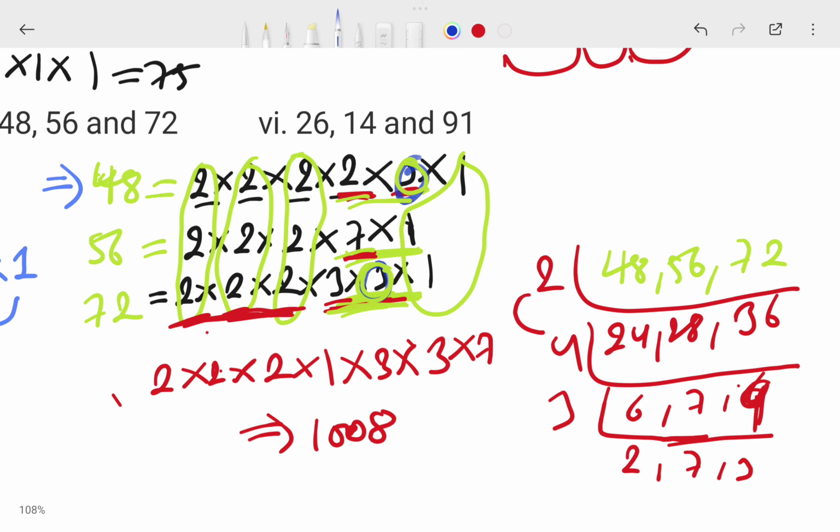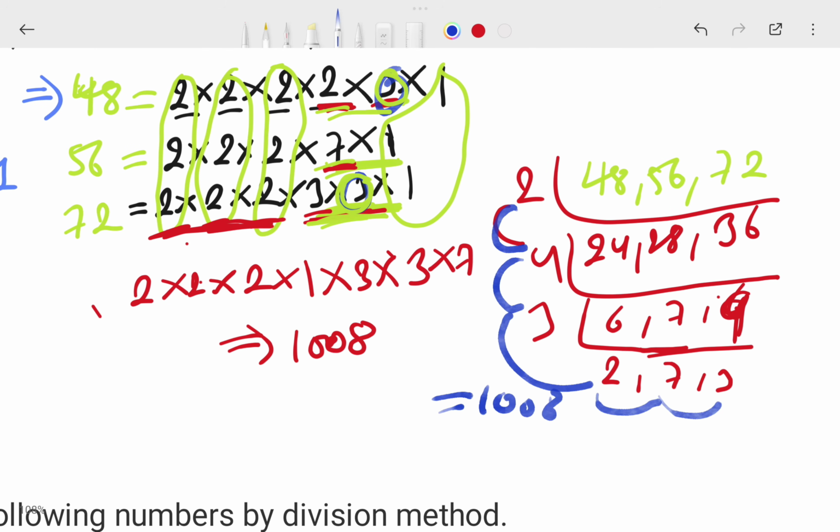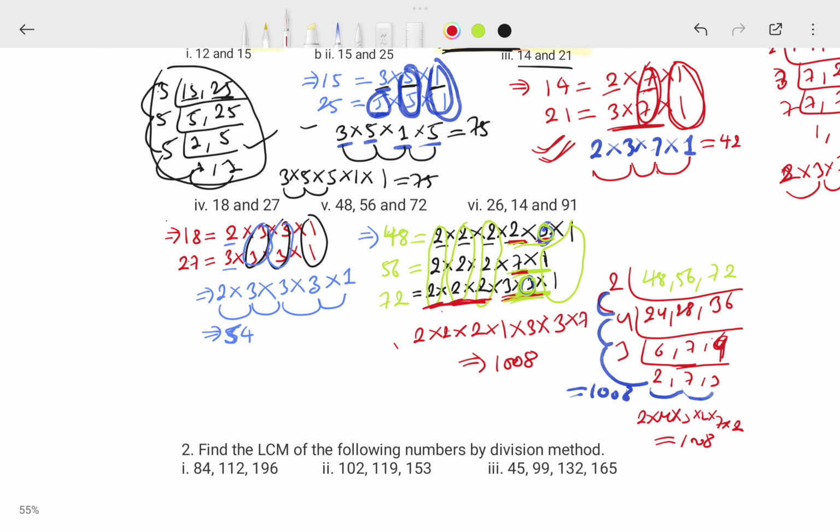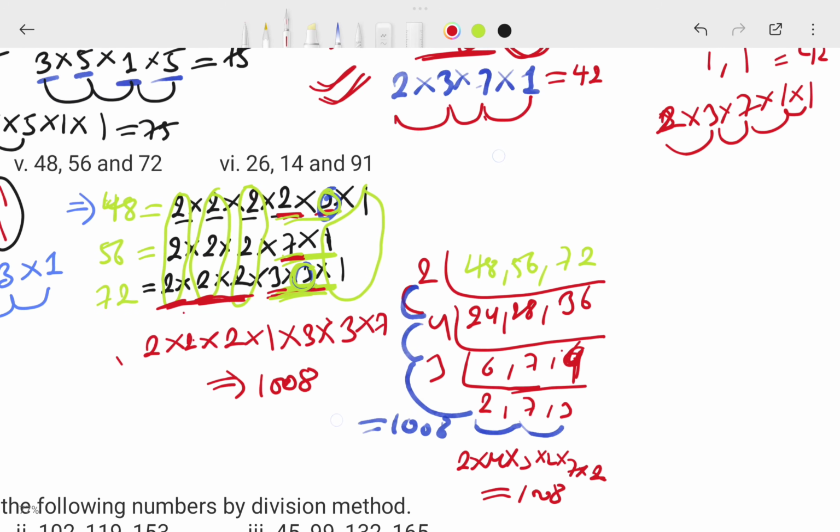So if you multiply 2 into 4, that is 8, 8 into 3, that's 24, 24 into 2, that's 48, 48 into 7, that's 336. Into 3, that is going to be 1008. Both are the same only. Okay? If you multiply 2 cross 4 cross 3 cross 2 cross 7 cross 3, the answer will be 1008 only. Okay, is it clear? So both are the same answer. Is it clear to you? Right, so this fifth question is clear.